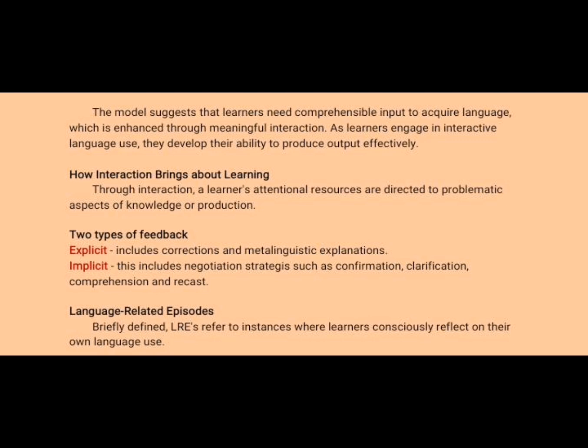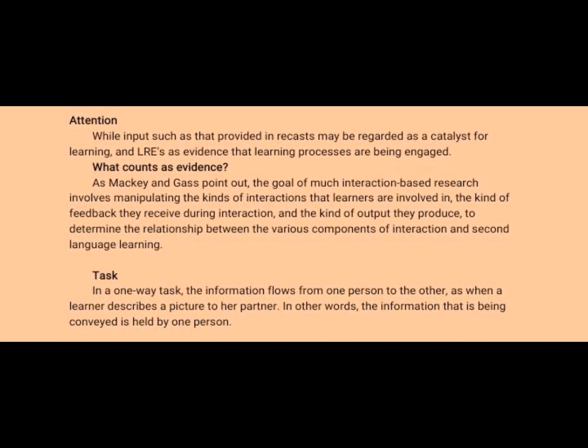So here are the two types of feedback. The first one is explicit, while the second one is implicit. Explicit includes corrections and metalinguistic explanations, while the implicit includes negotiation strategies such as confirmation, clarification, comprehension checks, and recasts. The language-related episode, briefly defined as LREs, refers to instances where learners consciously reflect on their own language use.